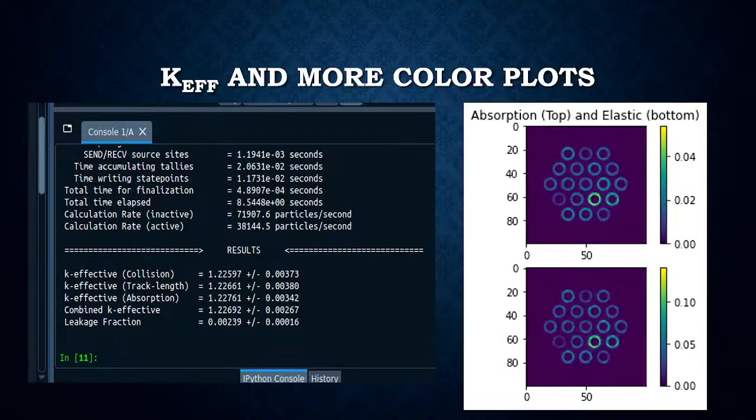I also got a k-effective, which is essentially how many neutrons are going in and out of the reactor, of 1.22, which means the reactor is very active and could melt. And of course, we have some absorption and elastic cross-section color maps over there that basically show that that's where all the neutrons are being absorbed.